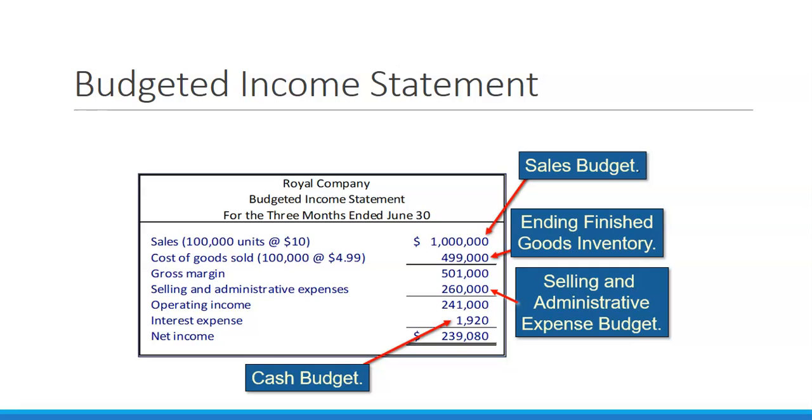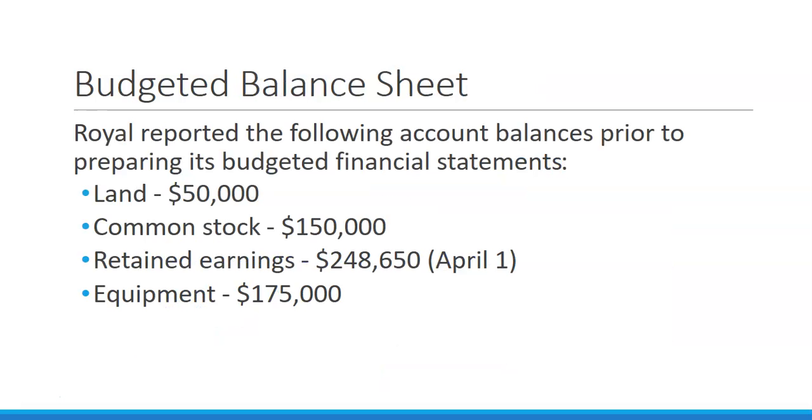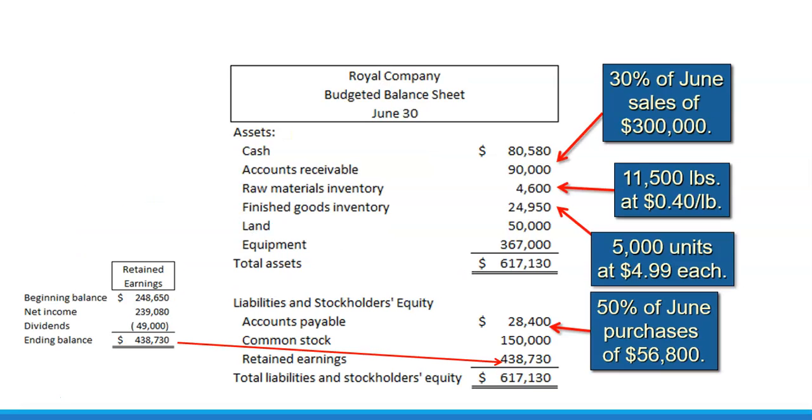After we have a budgeted income statement, we can create a budgeted balance sheet. So we have other information about our accounts that we haven't received from our various budgets. We create a balance sheet. So we have the $80,580. That's our ending cash balance from that cash budget.